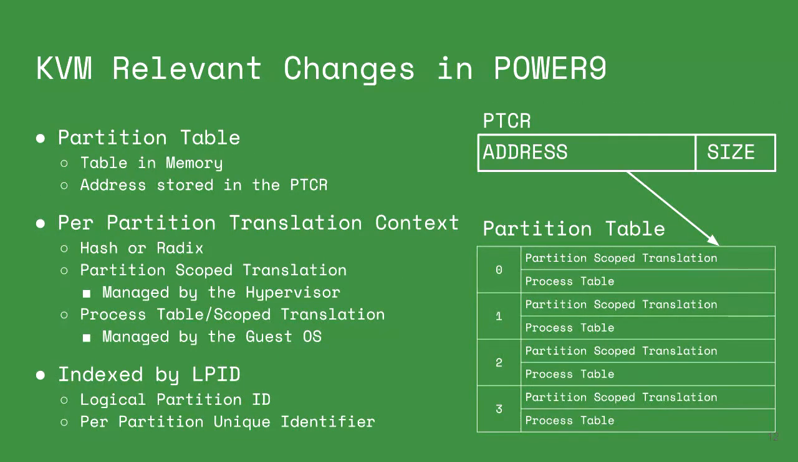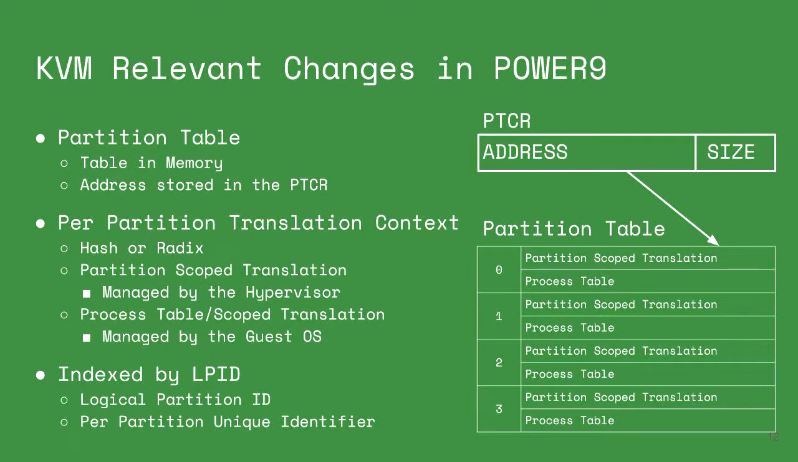One of the other important relevant changes on POWER9 is the introduction of this thing called a partition table, which I'll introduce now just so you're familiar with it when it comes up again later. So what is this thing? Well, it's exactly like it sounds. It's a table that exists in memory. The address of this table is stored in the PTCR, or the Partition Table Control Register, so that hardware knows its location. And what it stores is the per partition translation context.